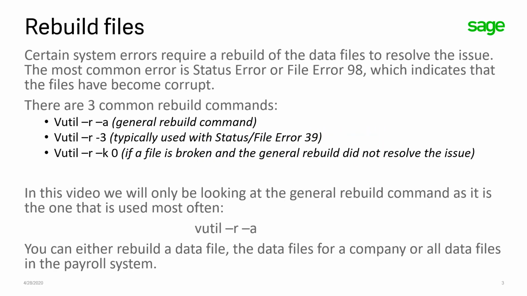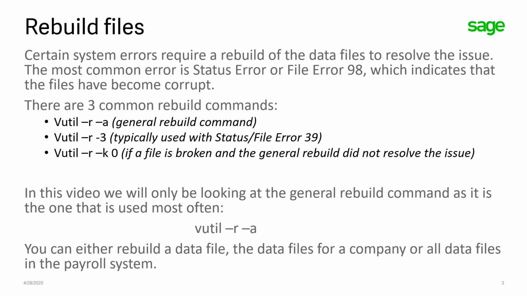In today's video, we will be guiding you on how to rebuild files in your payroll system. Certain system errors require a rebuild of the data files to resolve the issue. The most common error is status error or file error 98, which indicates that the file has become corrupt.